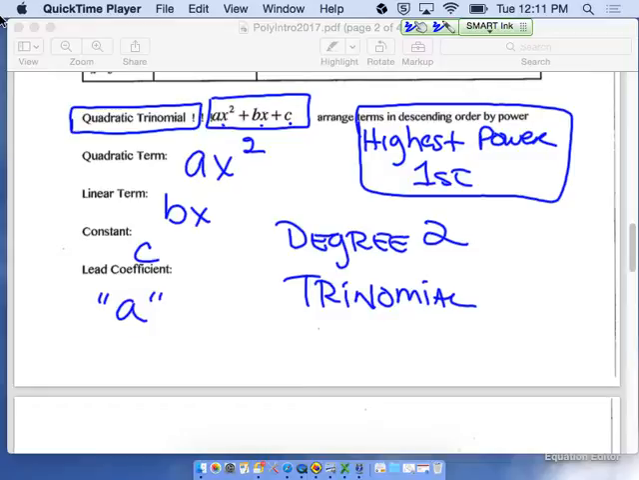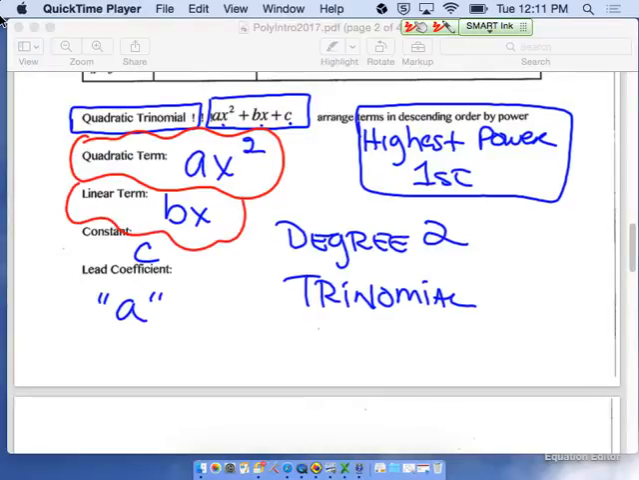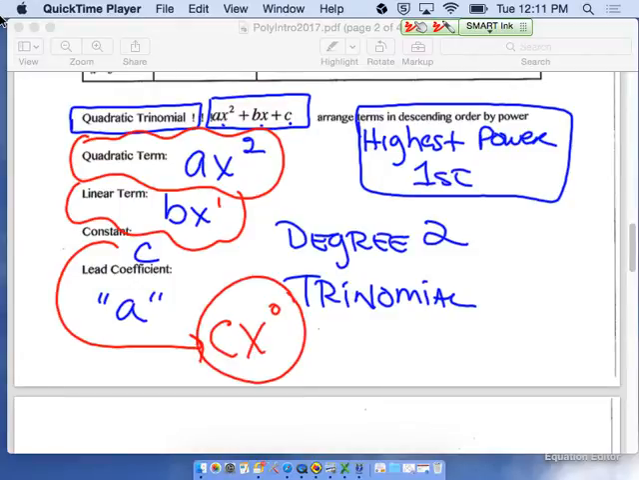So the quadratic term would be the term with degree 2, quadratic associated with degree 2. The linear term, the power on the x is to the first. The constant doesn't have a variable with it. If the constant did have a variable with it, it would be raised to the power of 0, so the degree of the constant would be degree 0. And then the lead coefficient is simply the coefficient that's attached to the term with the highest power. So my lead coefficient here is a. So just naming the parts.